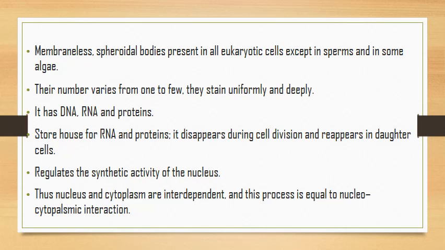Nucleolus: membraneless spheroidal bodies present in all eukaryotic cells except in sperms and in some algae. Their number varies from one to a few. They stain uniformly and deeply. It has DNA, RNA and proteins. It is a storehouse for RNA and proteins. It disappears during cell division and reappears in daughter cells. It regulates the synthetic activity of the nucleus. Thus, nucleus and cytoplasm are interdependent, and this process is called nucleocytoplasmic interaction.